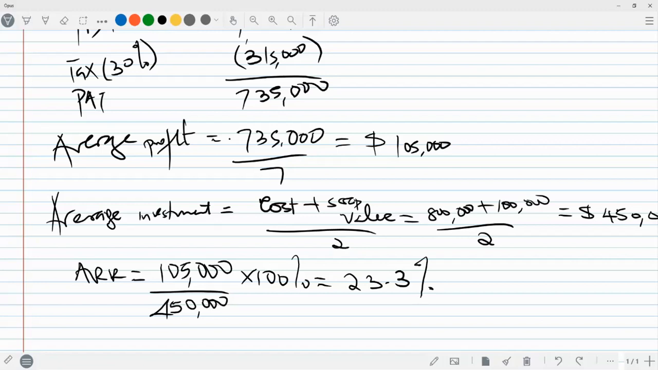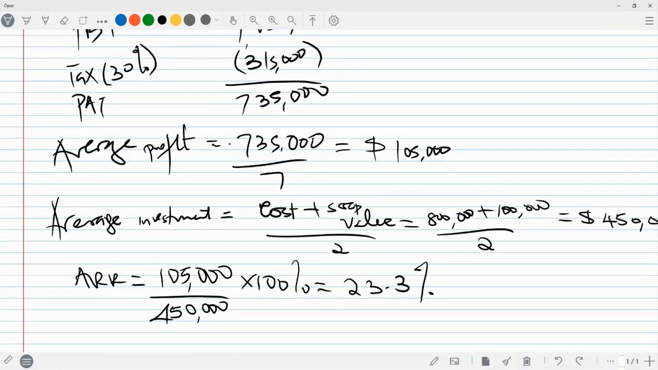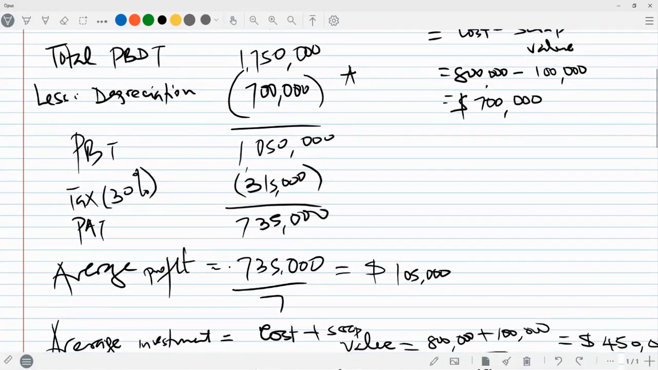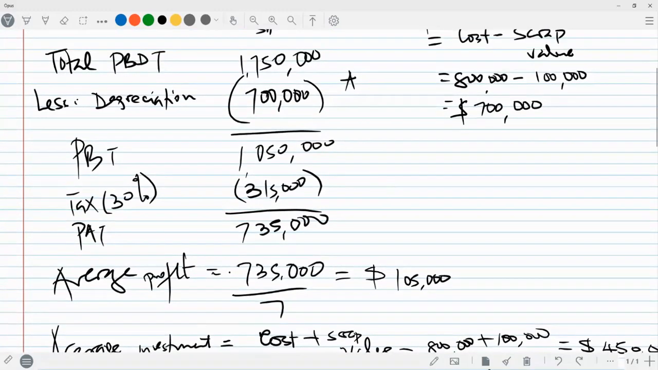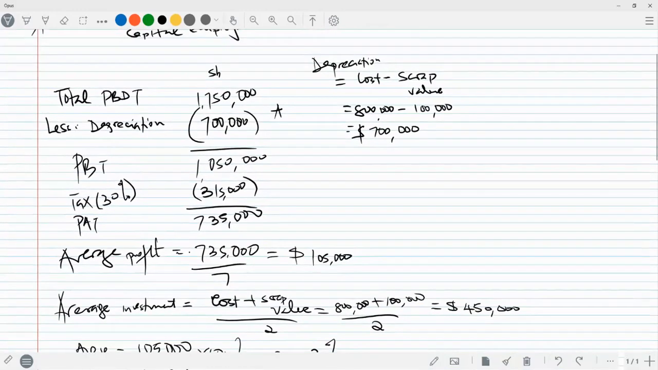Okay. There was a mistake. Where are you making the mistake, guys? We were forgetting about the depreciation. No, you can't forget it, because it's accounting profit. You have to less depreciation. Yes, I see it now. Okay. Fair enough.